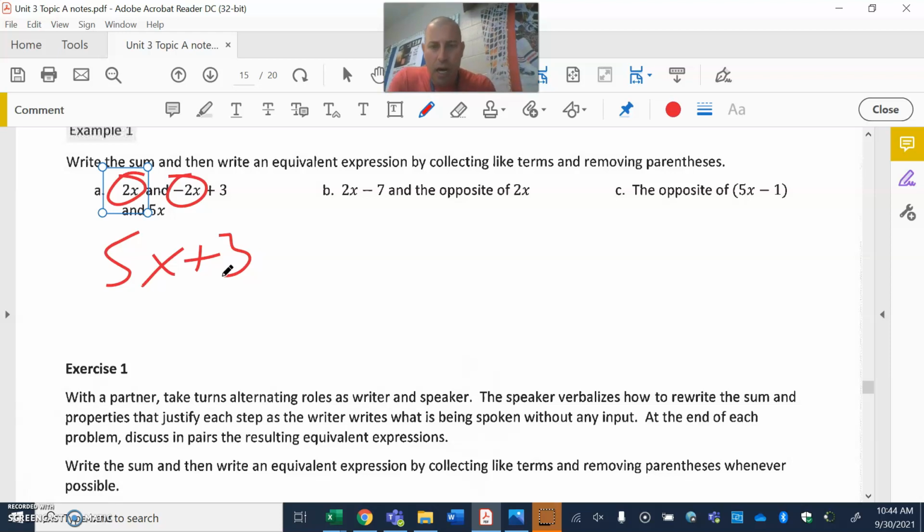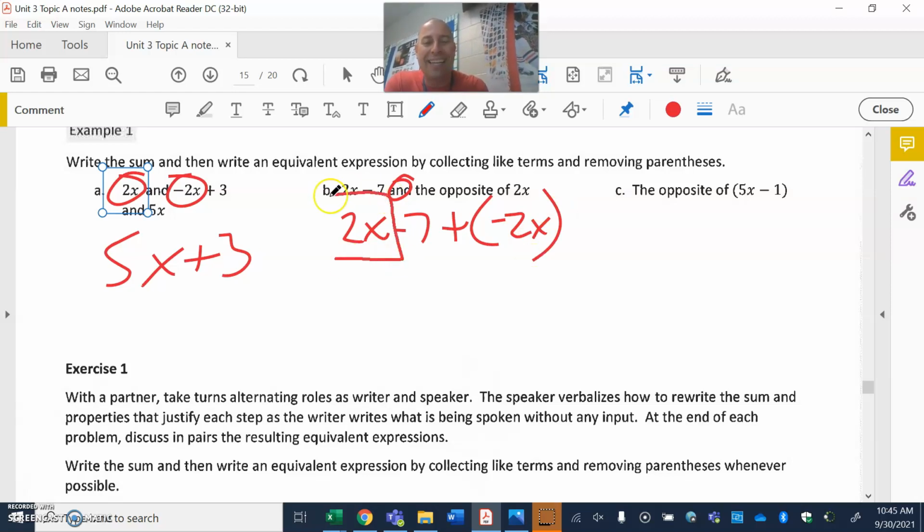I need to add the 2x minus 7, and I'm going to add it with, there's the "and," the opposite of 2x. Well, the opposite of 2x is a negative 2x. We like the parentheses here because remember, we don't like two symbols up against each other. But we notice the opposites cancel, just the negative 7 for our answer.